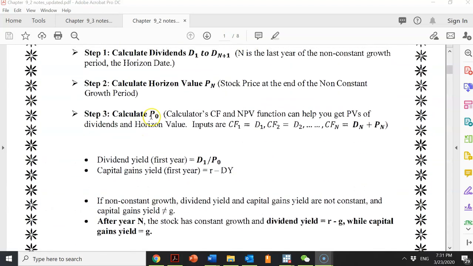So we will calculate the stock price for a non-constant growth model setting, for a firm that starts at a higher growth rate and then becomes mature and has a constant growth rate in the second stage. We will also calculate dividend yield and capital gains yield for the firm in each stage.